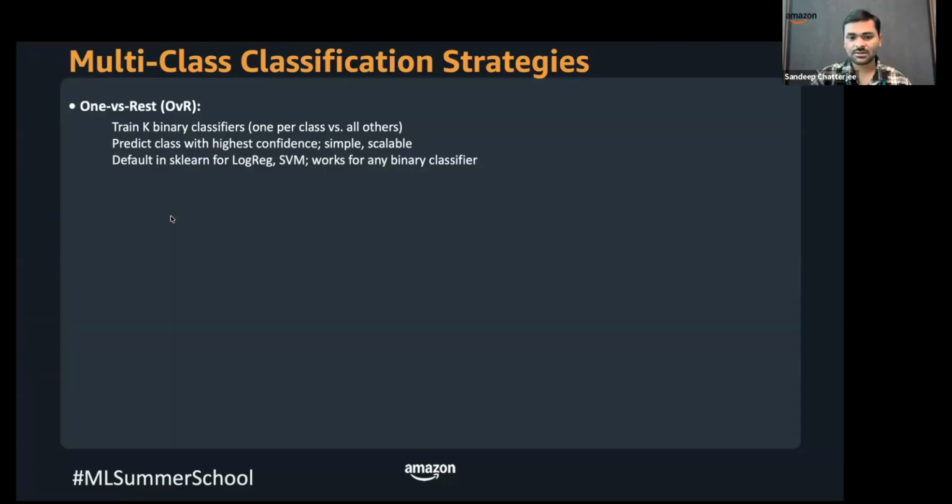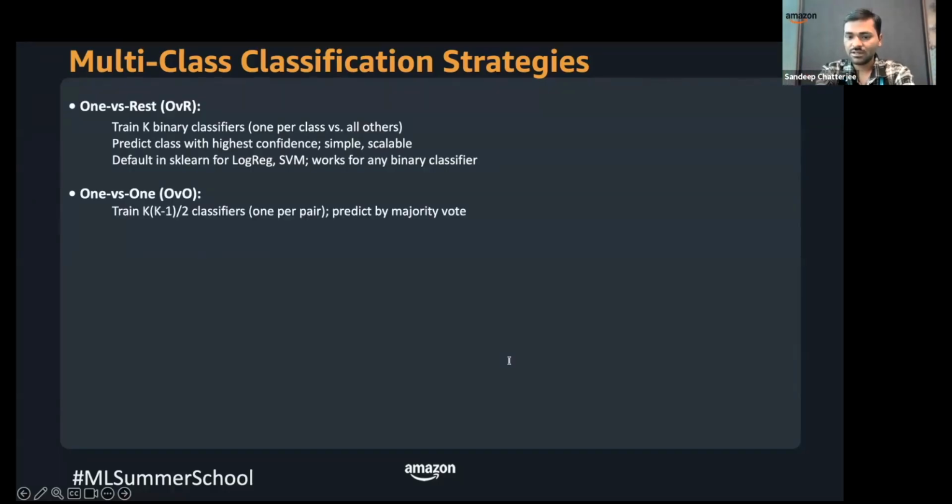Our next method is one versus one, the heavy computation. Instead of comparing one class against everything else, we train a dedicated model for every single pair of classes. For example, apple versus banana, apple versus orange, banana versus orange. Now when a new data point comes in, all these models vote and the majority wins.